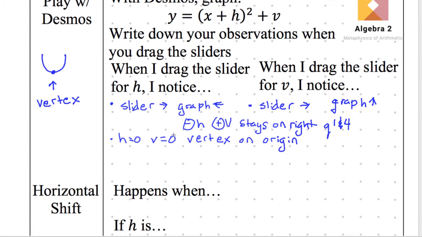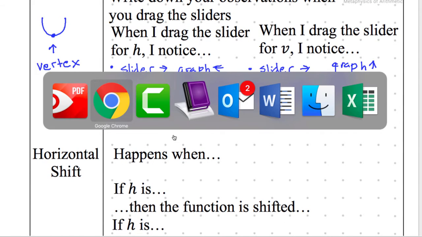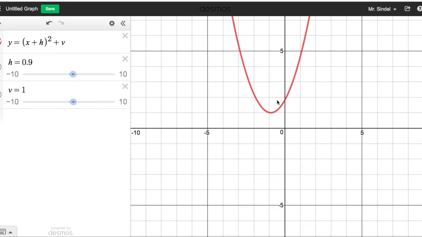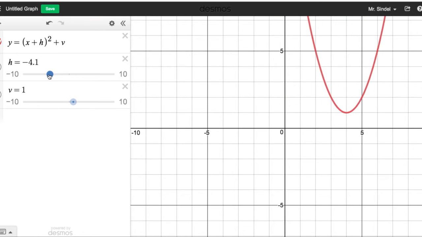Nothing else. All right. Yeah, those are some really good observations, everyone. And the main thing that I wanted us to take away from this is that when I drag h to the right, it moves to the left, like opposite. Drag h to the left, it goes to the right. For some reason, it's the opposite in here.